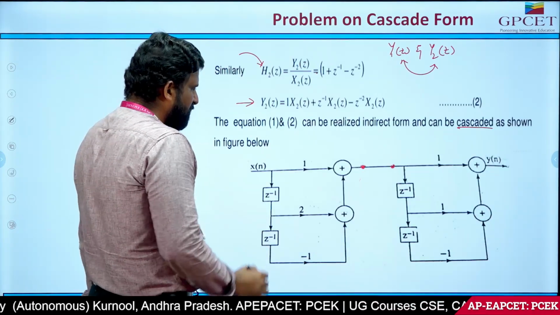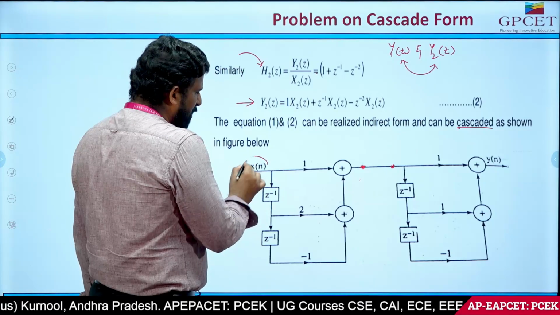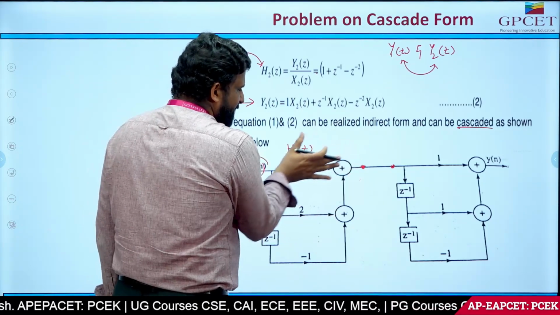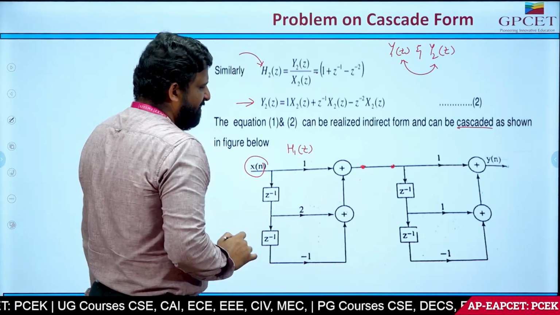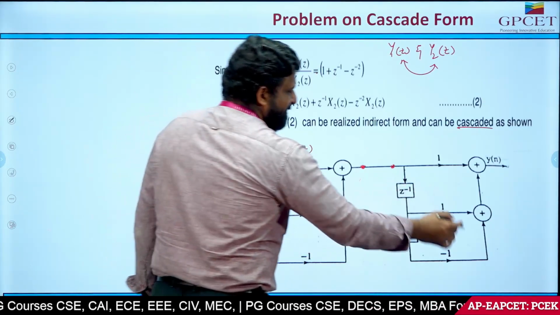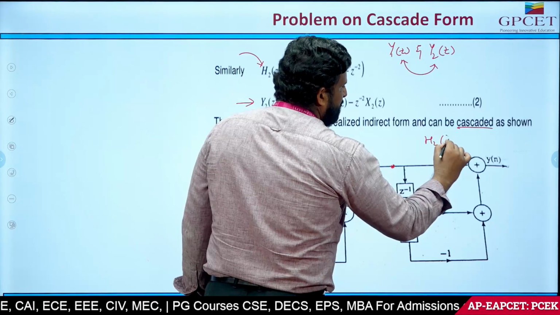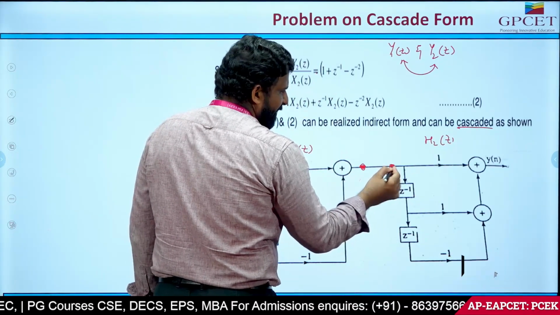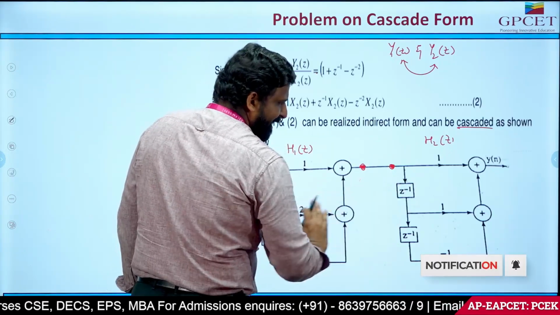See here. First, X of Z is common. Now this is the H1 of Z direct form. First this diagram is the H1 of Z, and this diagram is the H2 of Z. After drawing these two diagrams, you can see we have connected the two things, where it has been connected in cascade.